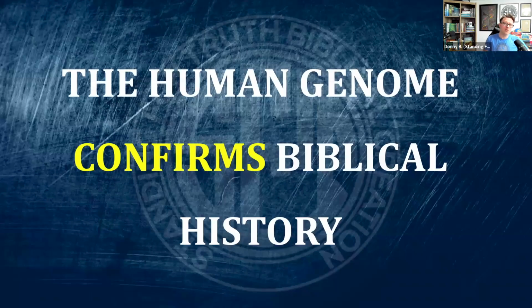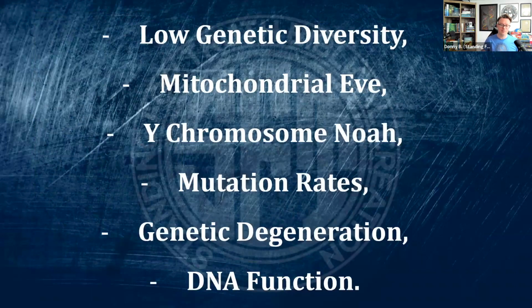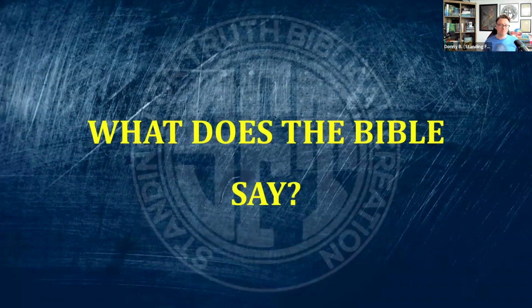Now, we will be focusing heavily on genetics and how the human genome confirms biblical history, and go over the biblical model of human origins, showing exactly why it is a superior model to the evolutionary model of origins. Several lines of evidence we will be discussing: low genetic diversity, mitochondrial Eve, Y chromosome Noah, mutation rates, genetic degeneration. We just went over the DNA function.